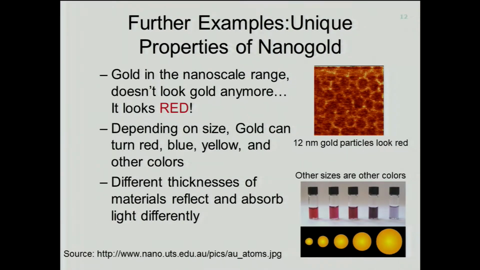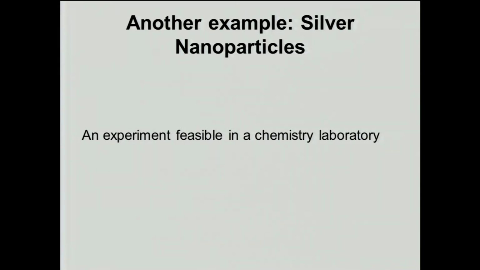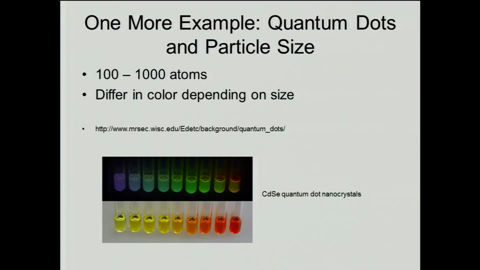I gave you examples of nano gold. I told you that gold can turn red, blue, yellow, other colors depending upon their size. This picture basically shows you have gold in different sizes, and they are showing different colors. So 12 nanometer gold particles look red. So you can make them. Silver nanoparticles, you can do exactly the same.